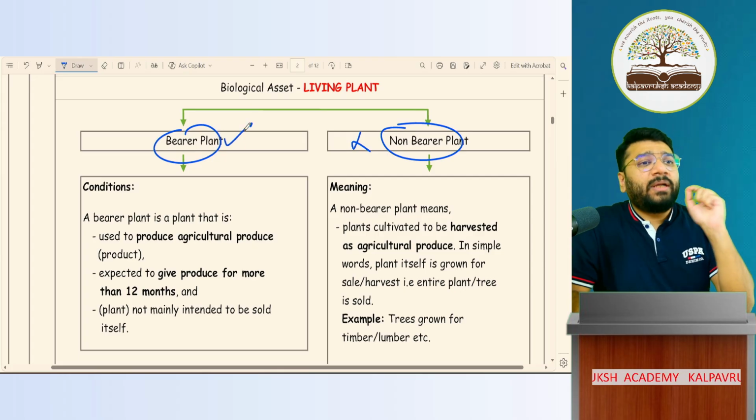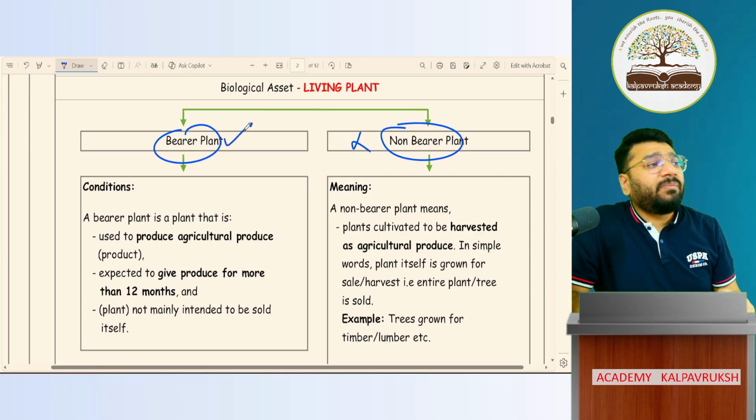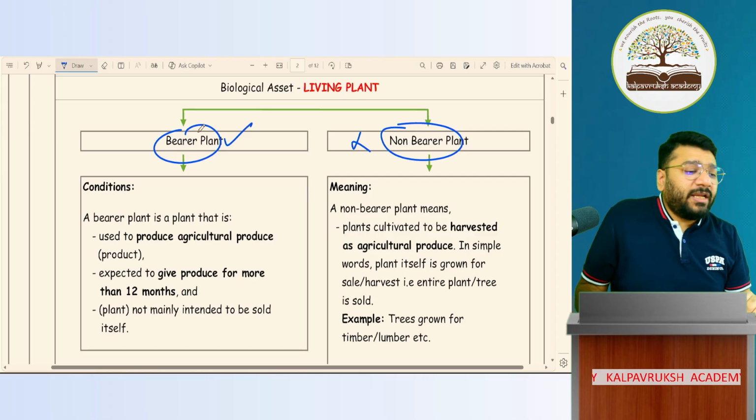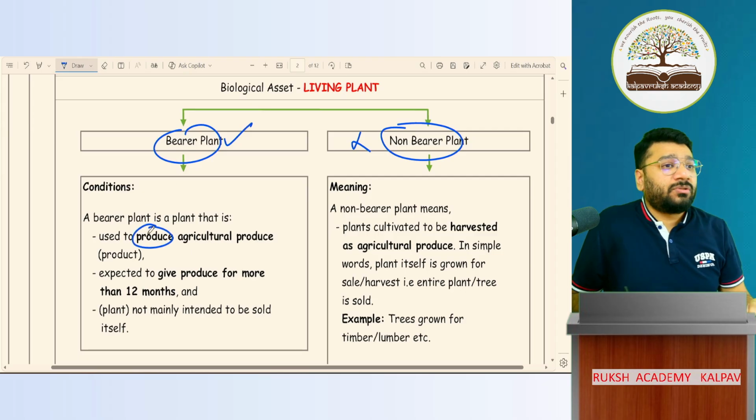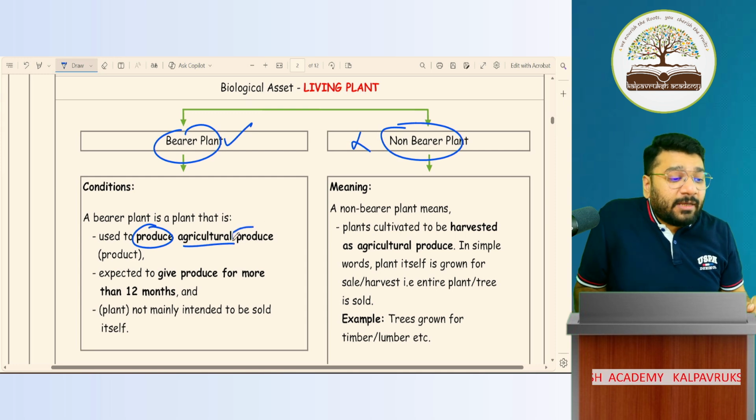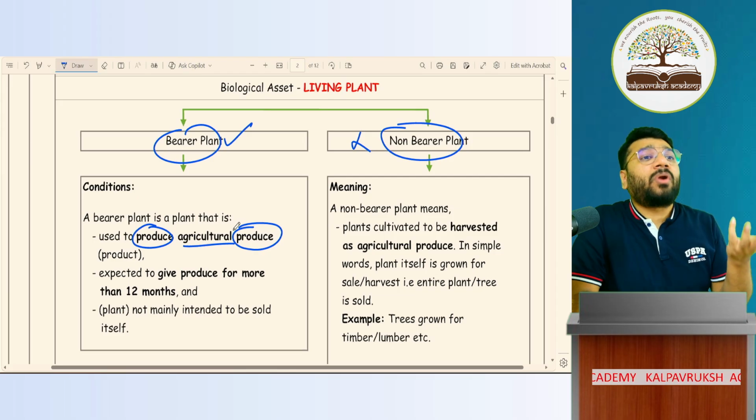But the question is, what is the meaning of bearer plant? When do we say something is a bearer plant? For that, AS10 has laid down three conditions. First condition is that this bearer plant should be used to produce agriculture produce. Produce here means product.